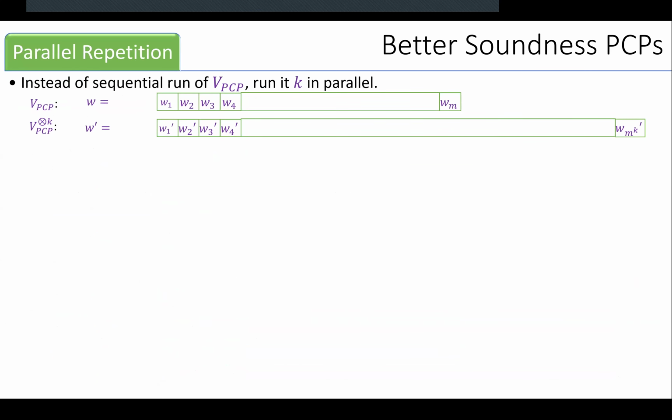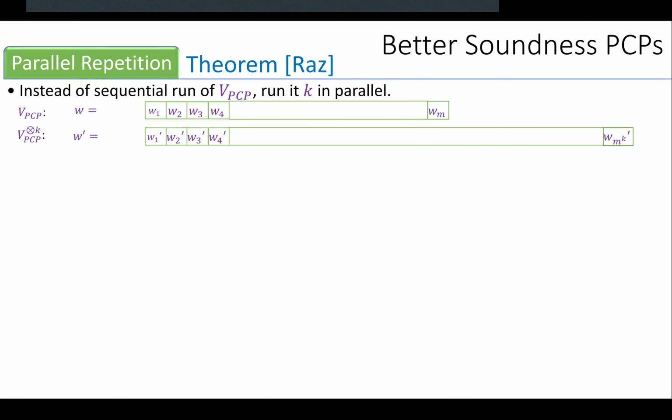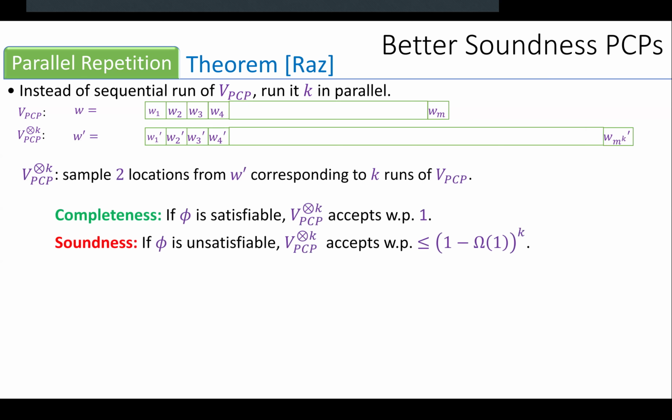So this is what parallel repetition is. And this is now a theorem of Raz, which shows that if you look at this new verifier, then the performance of it is very similar to the performance of the sequential one. So if the instance is satisfiable, the new verifier is going to accept with probability 1, and if it is unsatisfiable, then it's going to accept with exponentially small probability.